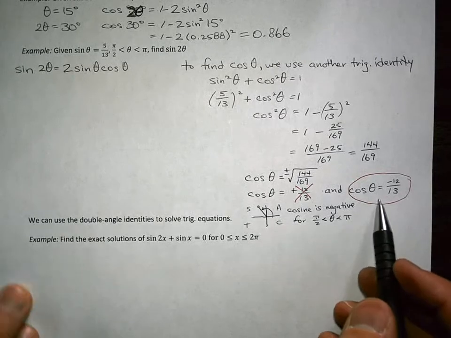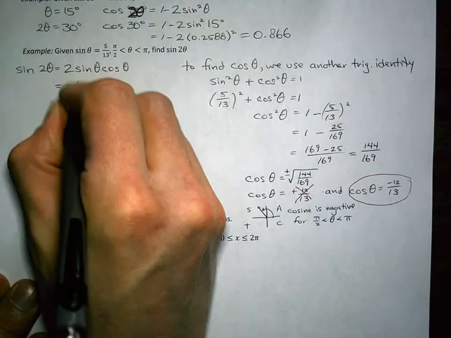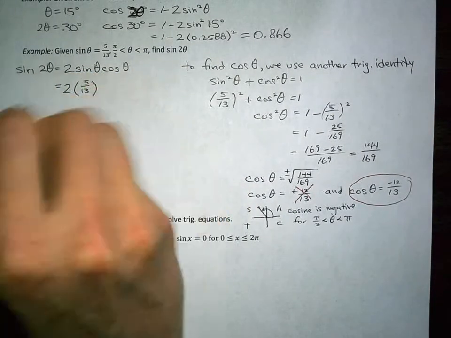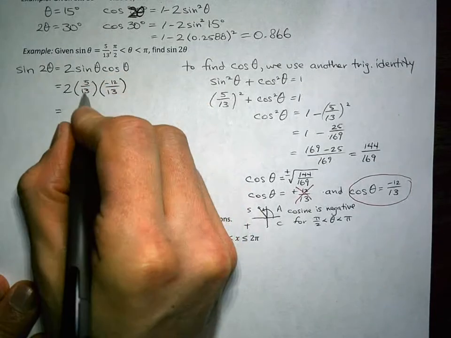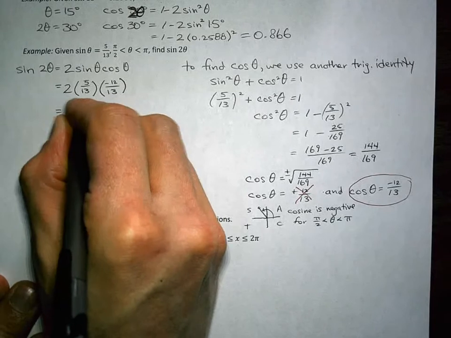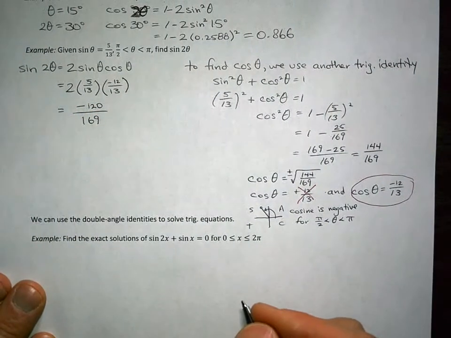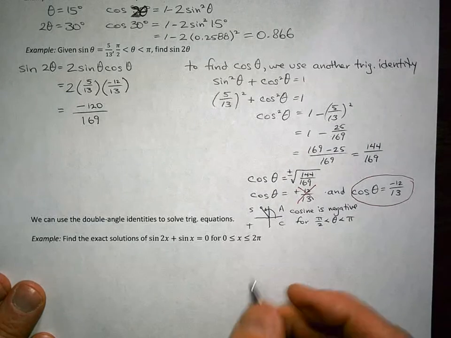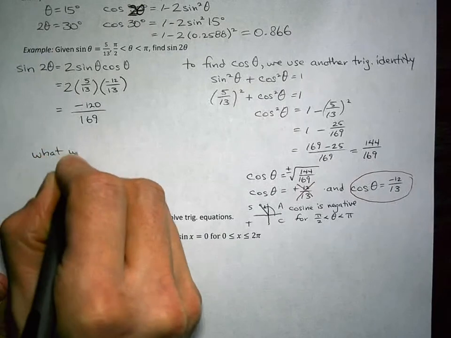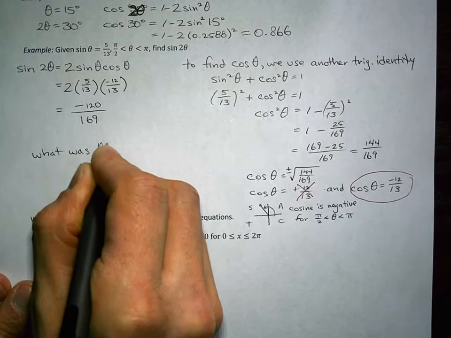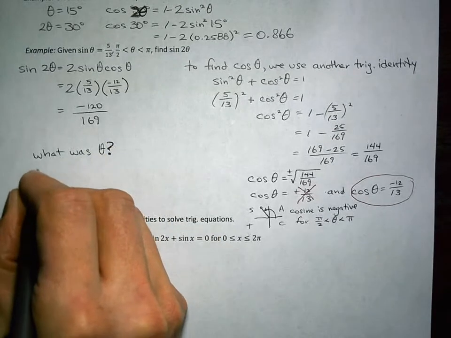So now I know what cos theta is, I know what sine theta is, now I can finally use all this blank space I have over here, and put my values in. And I get 5 times 12, 60, so I have negative 120 over 169. That's my answer. What a whirlwind that was. Sorry about the poor space allocation. You might be wondering, what was theta? And the answer is, we shall never know.